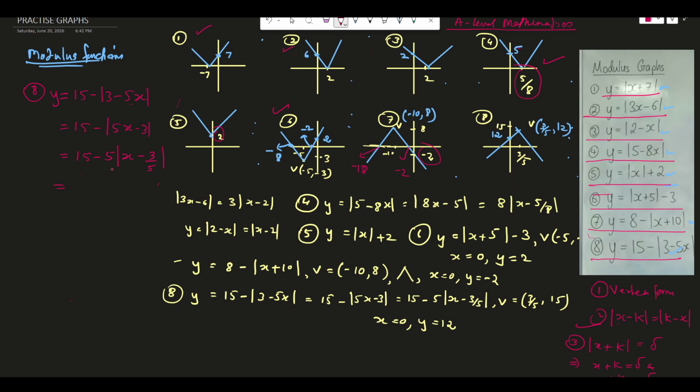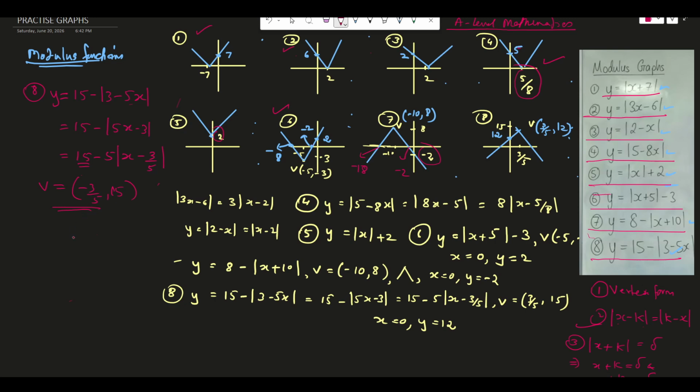Now I can see that this is of the form where the vertex can be decided. So my vertex will be at x equal to 3 by 5, and the y value is plus 15.